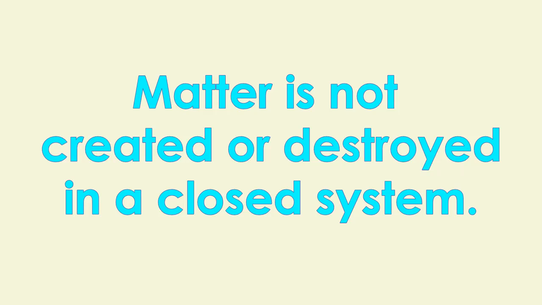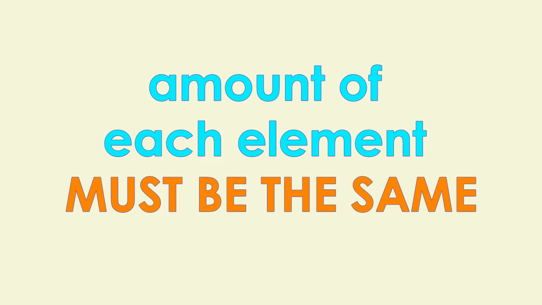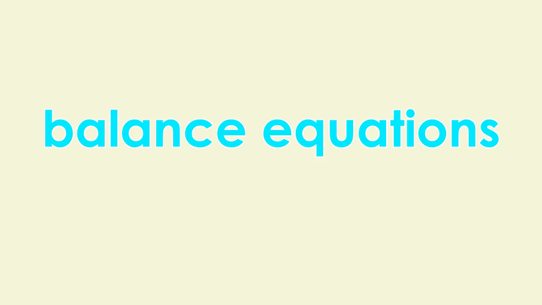The law of conservation of mass states that matter is not created or destroyed in a closed system. That means, if we have a chemical reaction, the amount of each element must be the same in the starting materials and the products. We use the law of conservation of mass every time we balance equations.